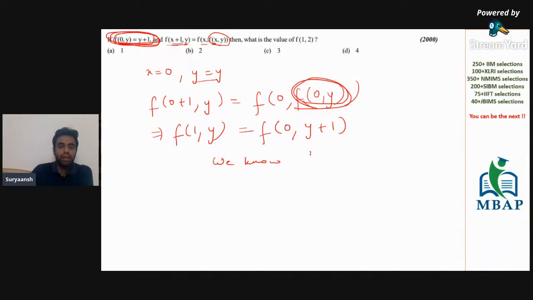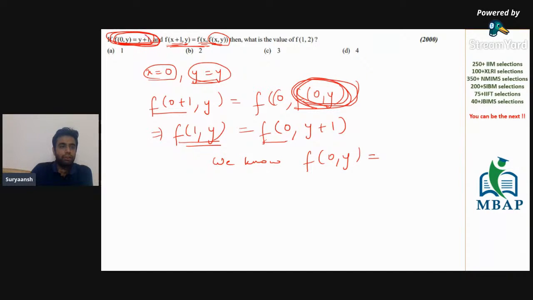We know that f of (0, y)... If there was any interruption, guys, I'm really sorry. So what we did was put x equal to 0 in this equation. LHS becomes f of (0 plus 1, y), and RHS becomes f of (0, f of (0, y)). So LHS becomes 0 plus 1, which is f of (1, y). RHS becomes f of (0, f of (0, y)).